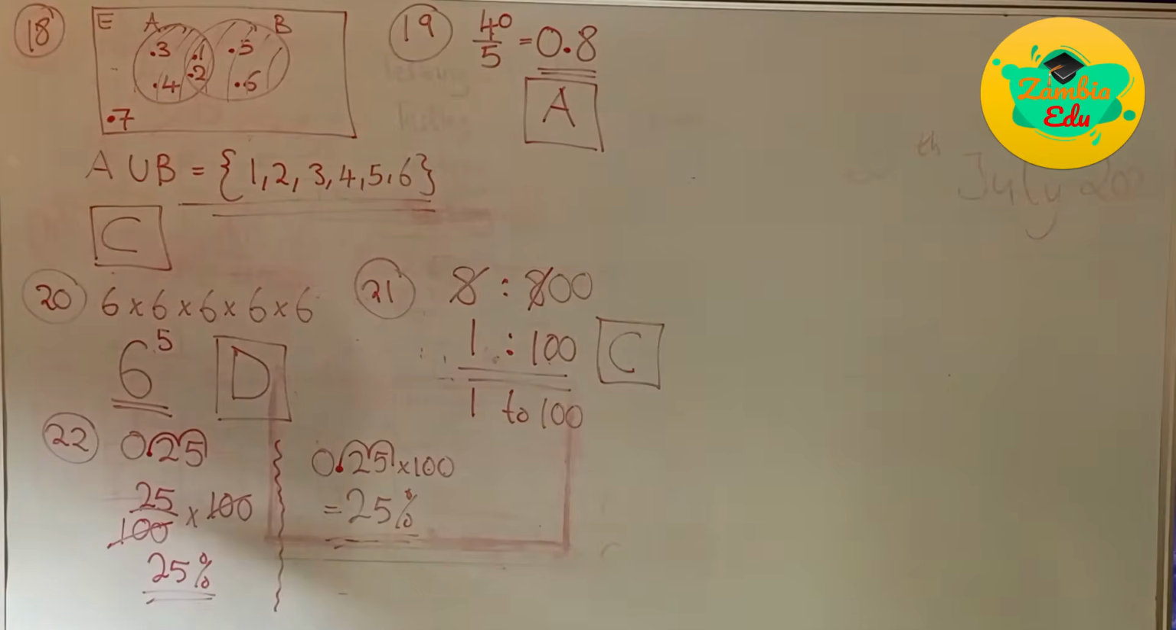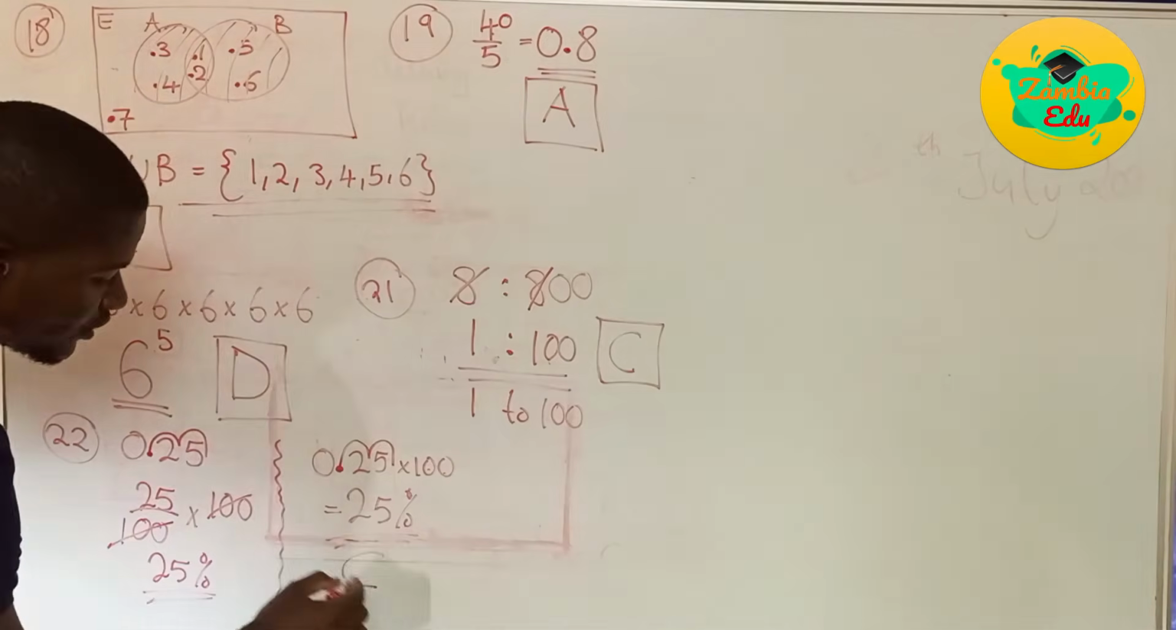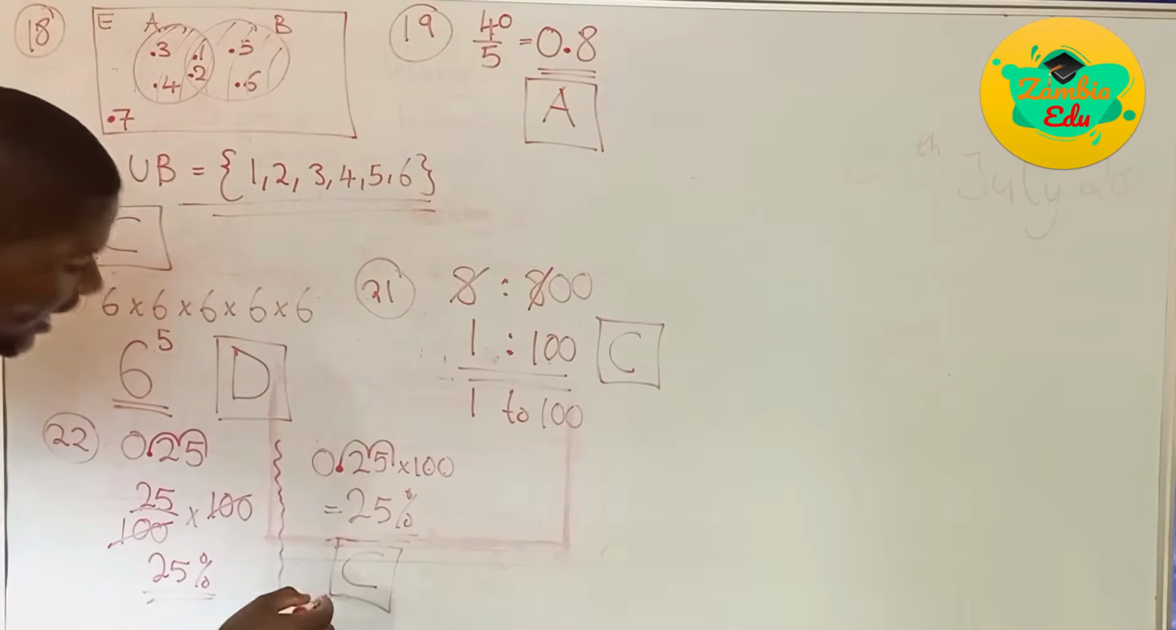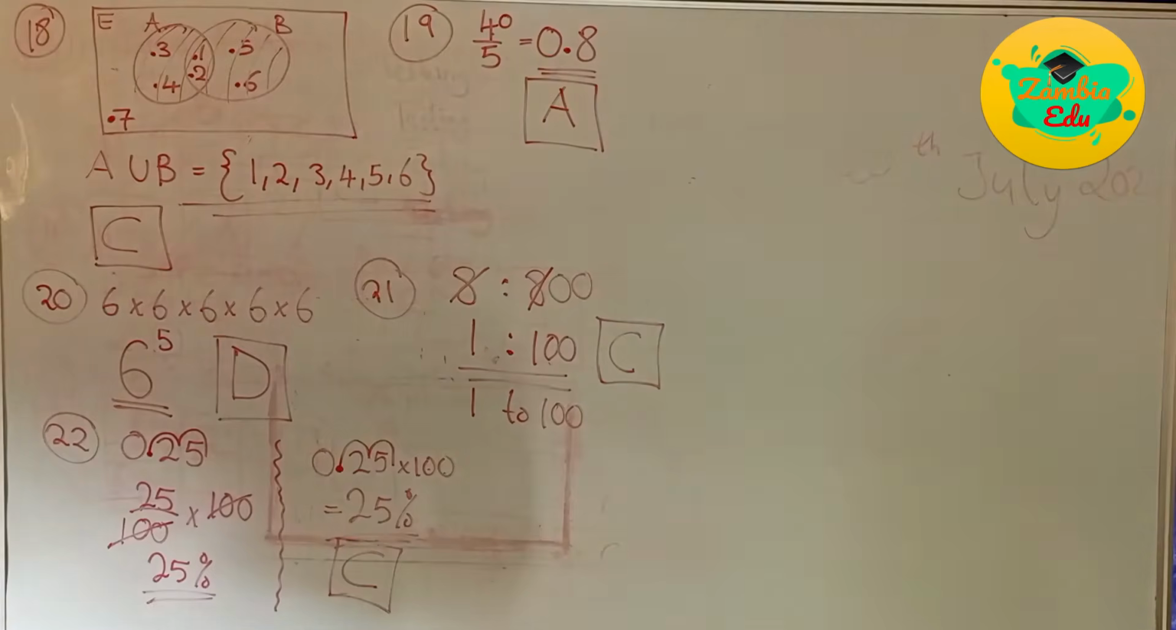And if we look at our multiple choice, we see 25% coming as option C. So our answer for question number 22 was C.